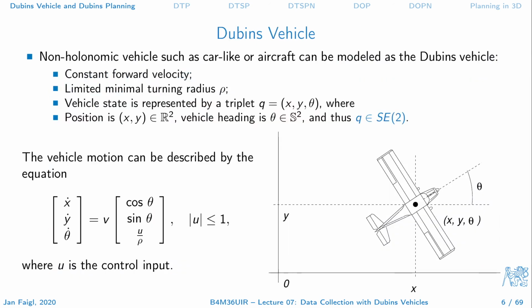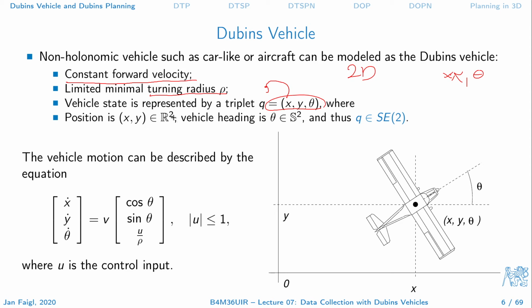So what is the Dubins vehicle? Actually, it is a nonholonomic vehicle. It is for 2D. We consider x and y, and also orientation. It has a constant forward velocity and some minimal turning radius. So we cannot turn on a spot, but we need some turning radius. This radius actually depends on the actual velocity and properties of the vehicle, but let's assume that these values are given for us. So the vehicle state is a triple, x, y, and orientation.